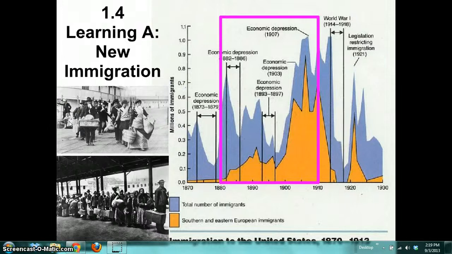This is 1.4, Learning A, New Immigration. Please add 3 pieces of information for each slide that has written notes on it.